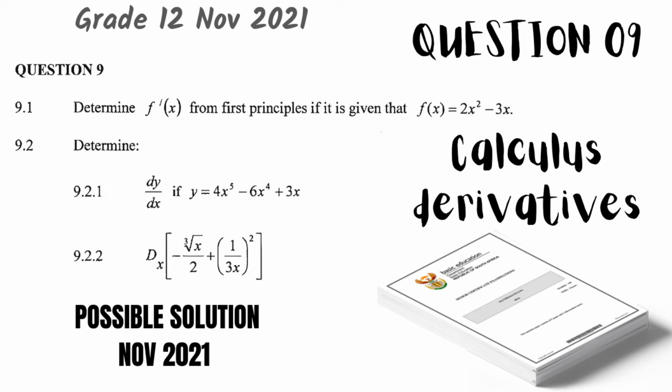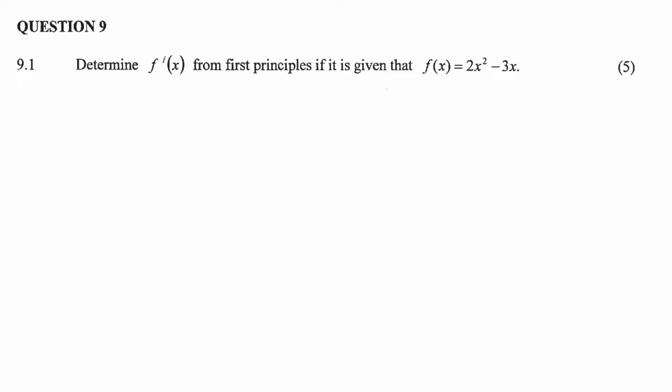Today we're going to focus on question 9 from your grade 12 November 2021 past paper, and we're going to look closely at calculus derivatives. Question 9.1 says determine f prime x from first principle if it's given that f of x equals 2x squared minus 3x. Okay, so how do we find the derivative using first principle?